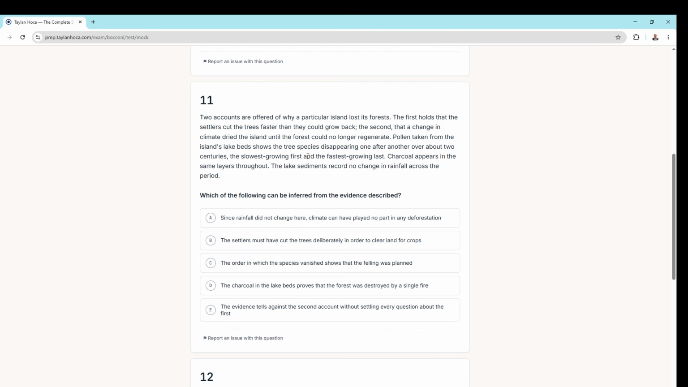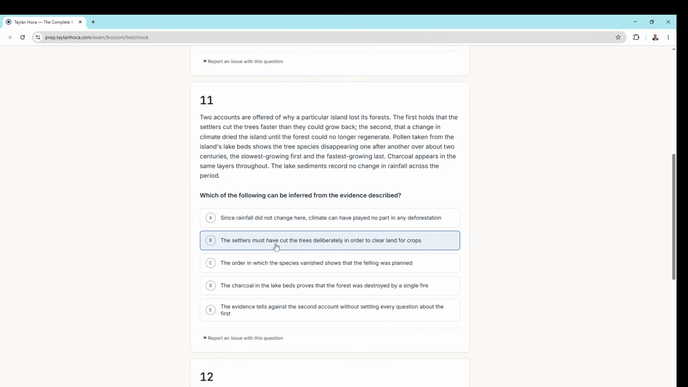All right. Pollen taken from the island's lake beds shows the tree species disappearing one after another over about two centuries, the slowest growing first and the fastest growing last. Charcoal appears in the same layers throughout. The lake sediments record no change in rainfall across the period. So it doesn't seem like climate change, right? Charcoal appears in the same layers throughout, so I think people cut and burn the trees. Let's see. Since rainfall didn't change, climate can have played no part.